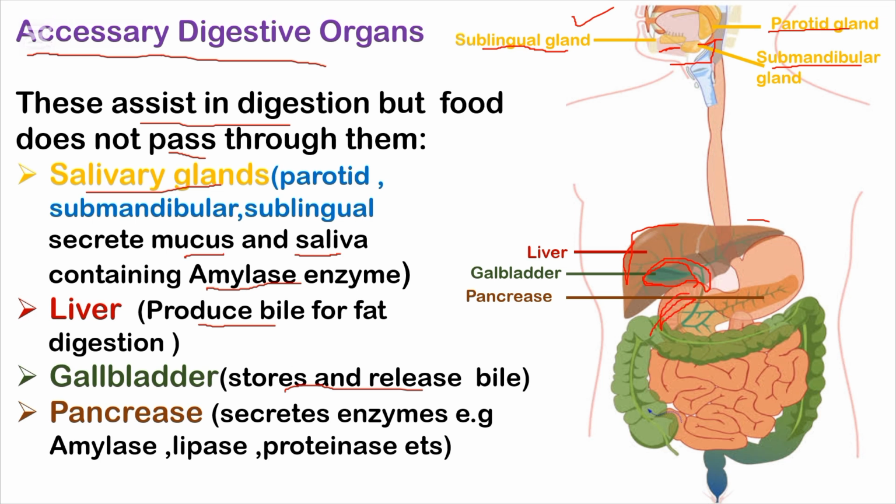The last organ is the pancreas, and this is the portion of the pancreas and its role is release of enzymes. For example, amylase enzyme, as it is secreted from the pancreas, that's why it is called pancreatic amylase. And its role is also similar to salivary amylase, that is helping in digestion of carbohydrates. Lipase enzyme helps in digestion of fat and proteinase enzyme helps in digestion of proteins.